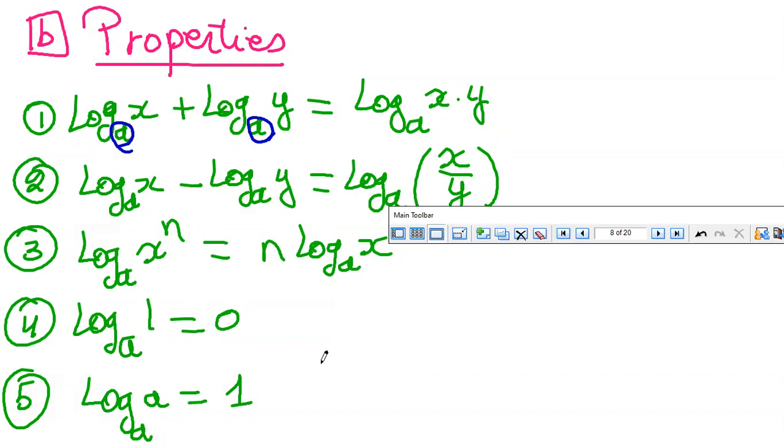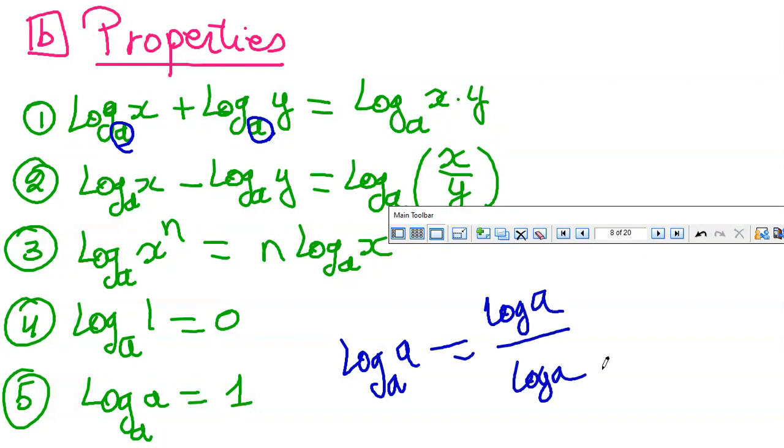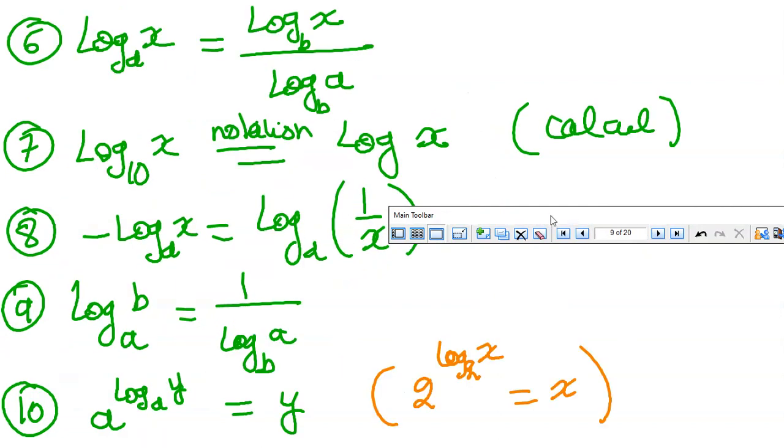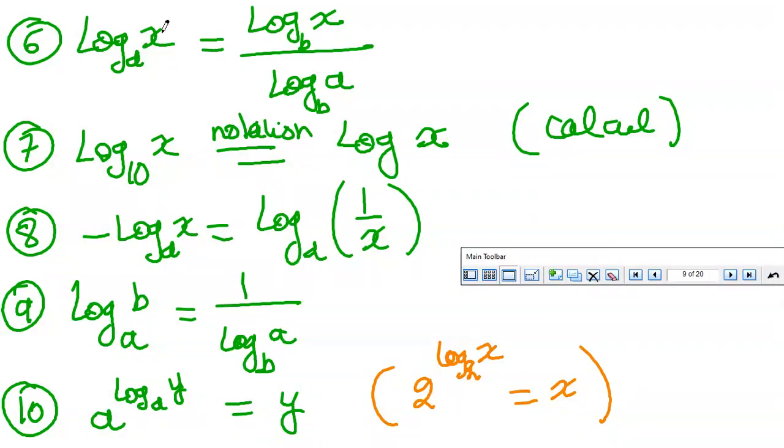Why? Because when I say log base a of a, I can write it this way: log base a of a is equal to log a over log a. And what is log a over log a? It's equal to 1. Now log base a of x is equal to log x over log a, and then you can change the base to any base you want.